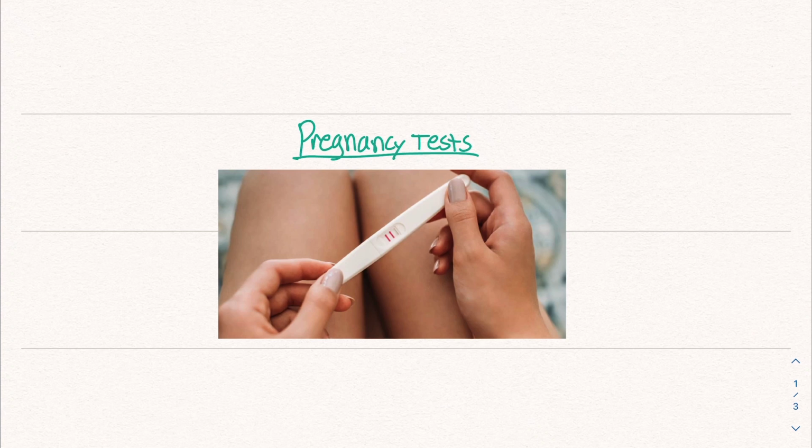Today we're going to learn about pregnancy tests. These interesting little devices are used to help determine if someone is pregnant. We're really going to be focusing on urine pregnancy tests, like right here. In the big pieces, we're going to learn what these tests test for and how they actually work. So let's get into it.